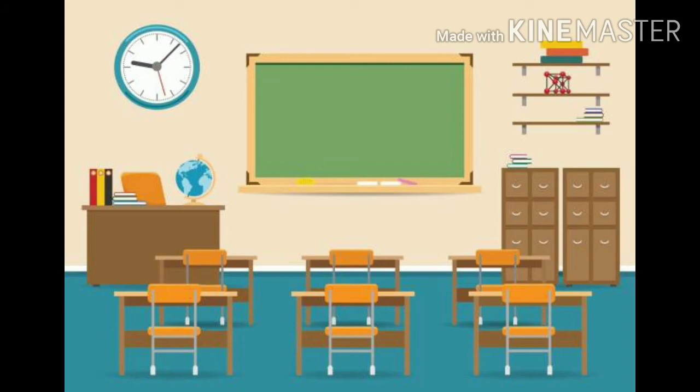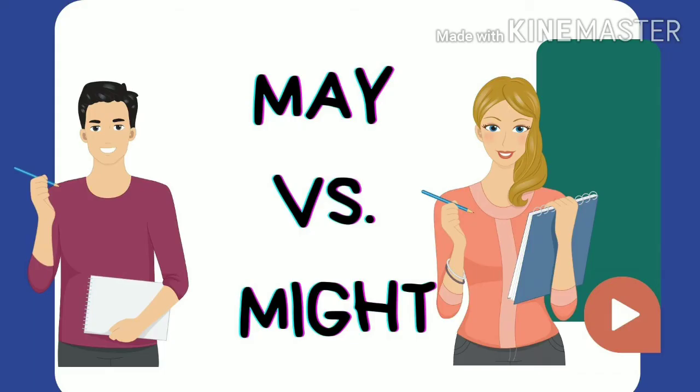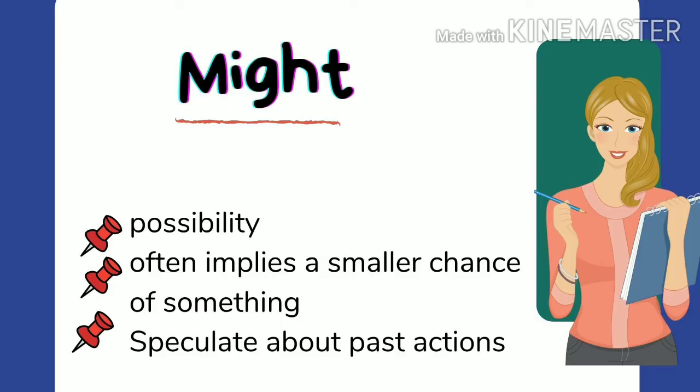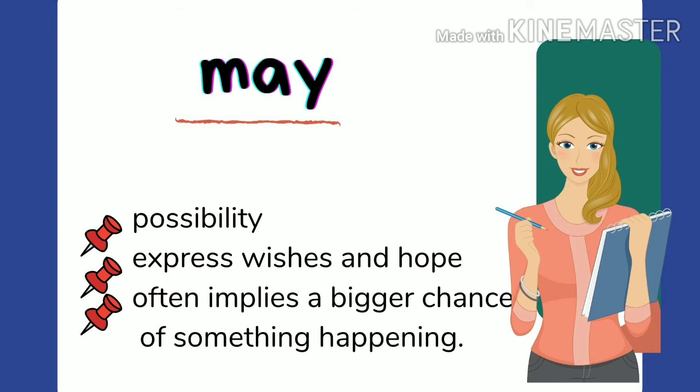Next, we have may and might. Okay? These two are sometimes interchanged, but it is okay. Now we're going to study when we should use might and when we should use may. First one is might. When we say might, it is also stating a possibility and often implies a smaller chance of something. And it speculates about past actions.